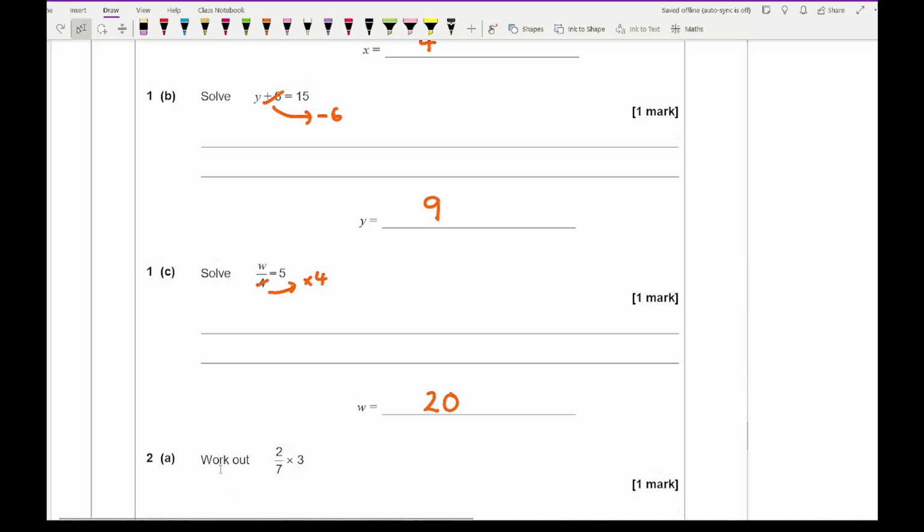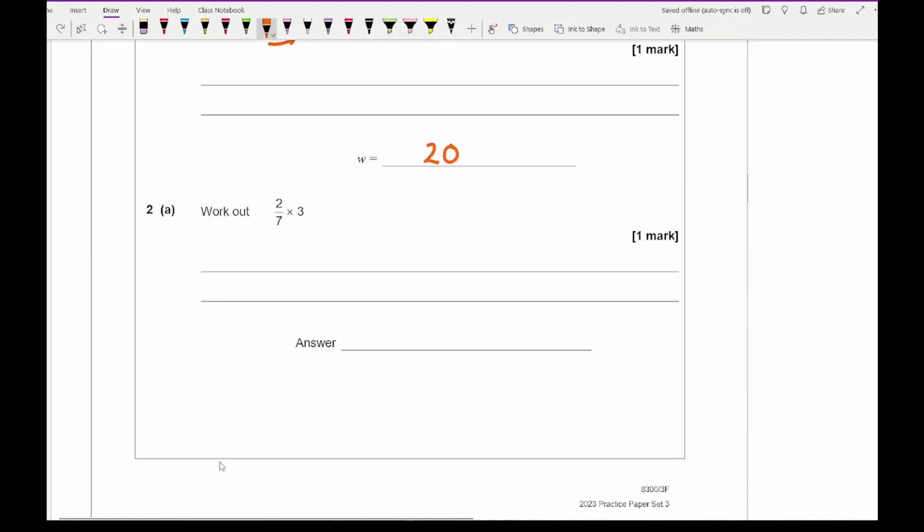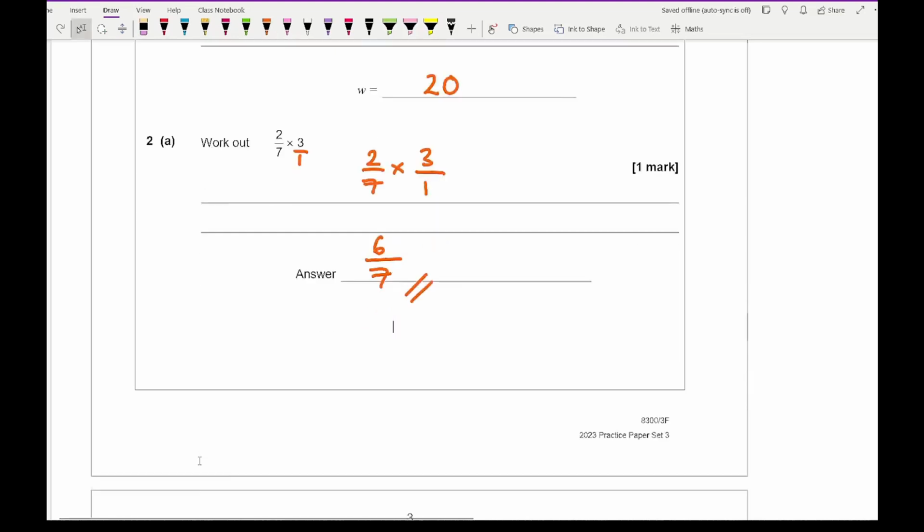Then for 2a, we want to work out this fraction times 3, so it's 2/7 times 3. If we convert the 3 into a fraction, it becomes 2/7 multiplied by 3 over 1. 2 times 3 is 6, 7 times 1 is 7. Can it be simplified? No, it can't, so there is our answer.